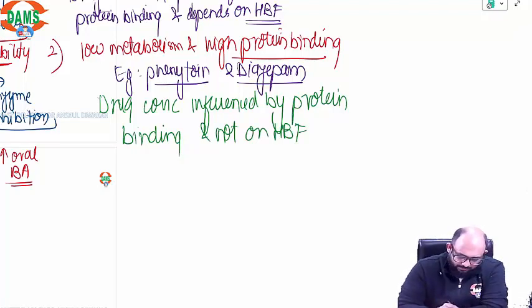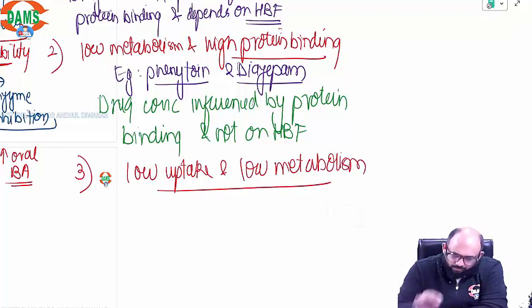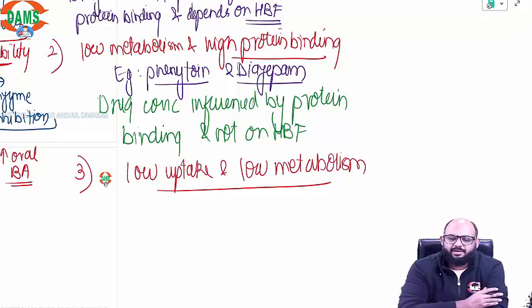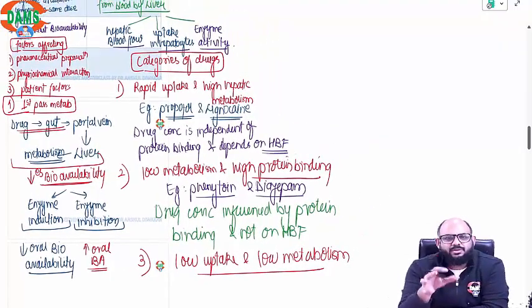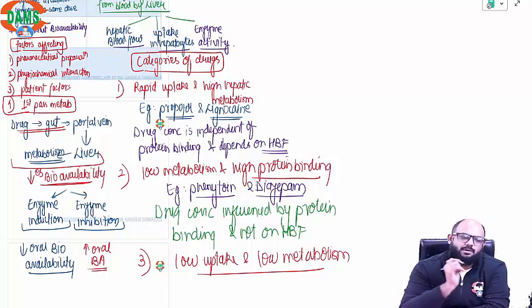And then of course you will have the third class of drug where there is low uptake and low metabolism. So these drugs will have no effect on both protein binding as well as hepatic blood flow. So extraction ratio is for the metabolism by the liver, while bioavailability is what is the percentage of the drug that reaches systemic circulation as compared to if you give the same dose of the drug IV.